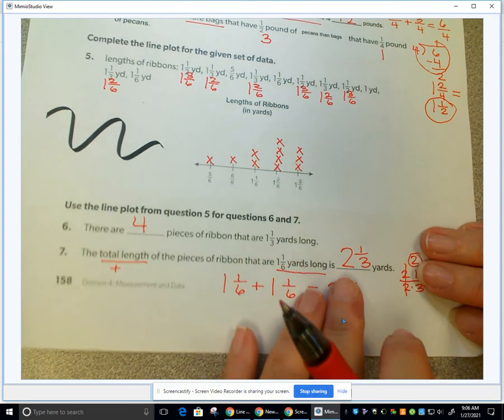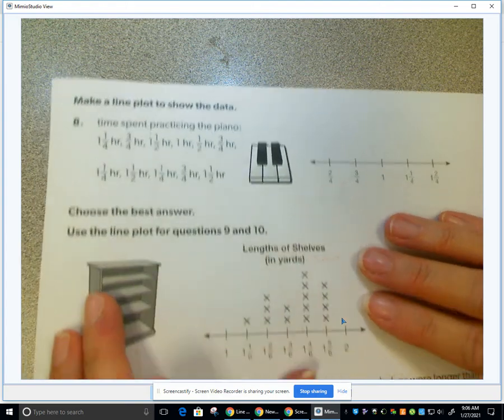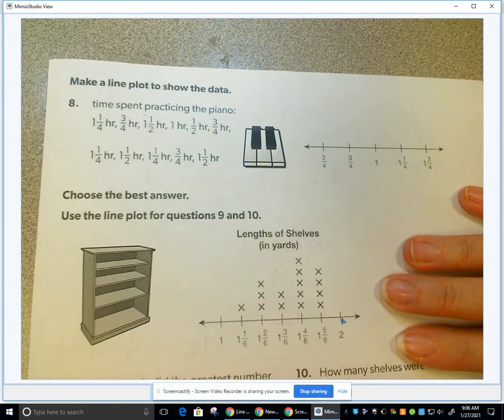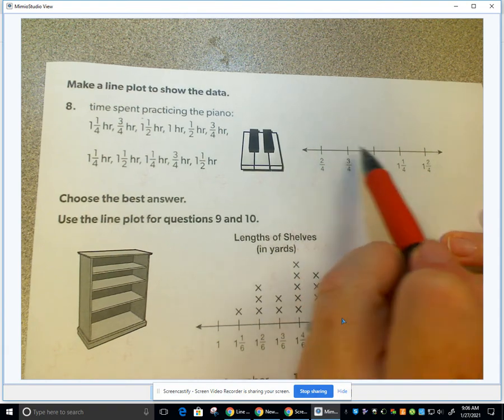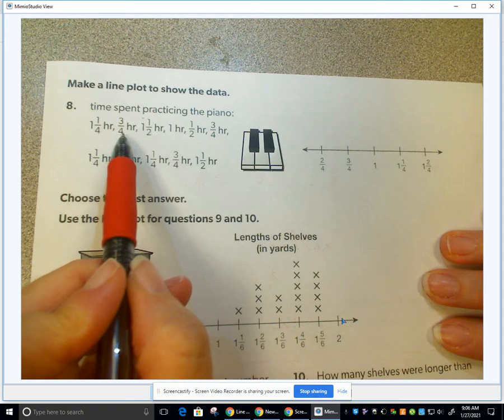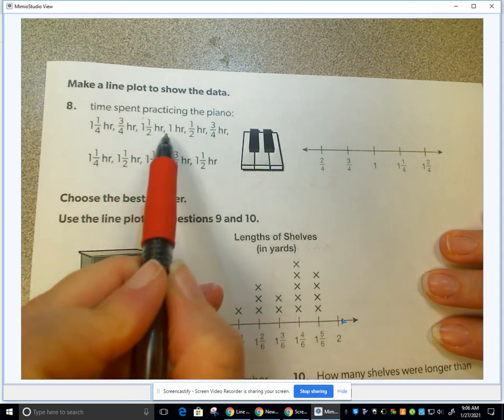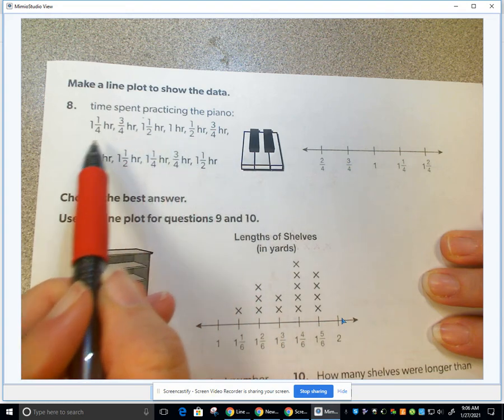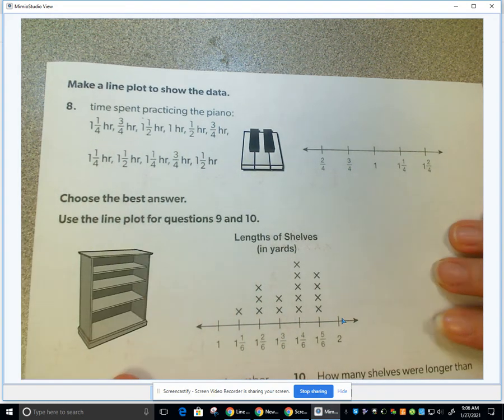Now, looking at the back. This is talking about the time spent practicing the piano. Here's their line plot over here. We've got our data points. Looks like our denominators are going to be easy. They've got 4 and 2, and they used 4. So any denominator over here that has a 2, we need to rename it.